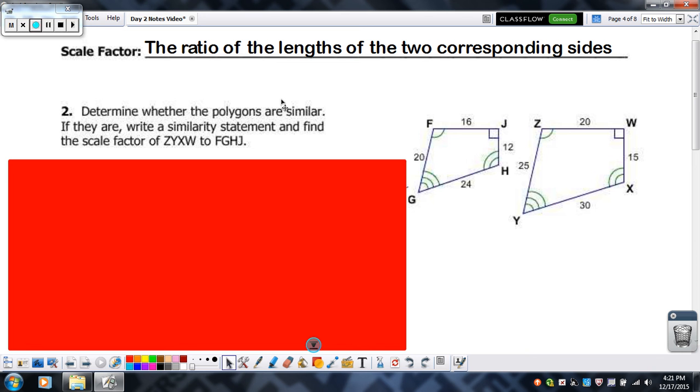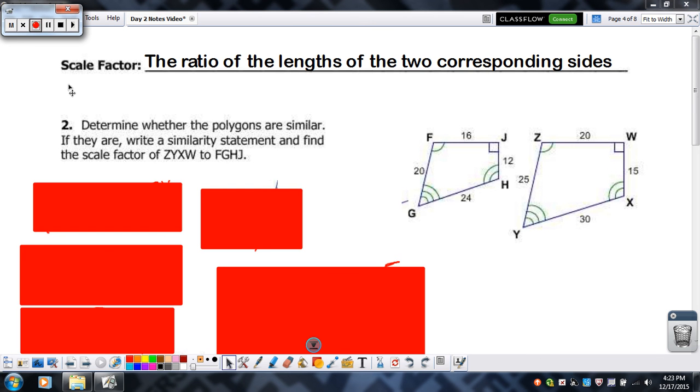Remember, that means all angles must be congruent. So I look here and I see I've got 1 pair of congruent angles, 2 pairs, 3 pairs, and 4 pairs. So all my angles are congruent. Then we have to check and see if all their sides are proportional. That's the next step. So let's look for some corresponding sides. My first two sides that I'm going to look at are side ZY, which corresponds to side FG, ZY and FG.